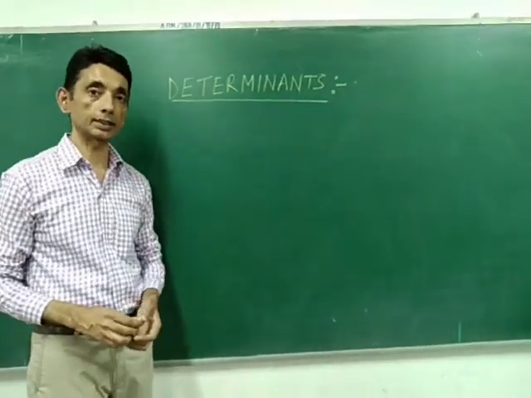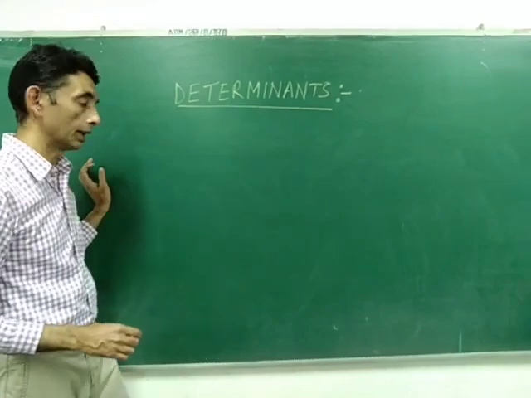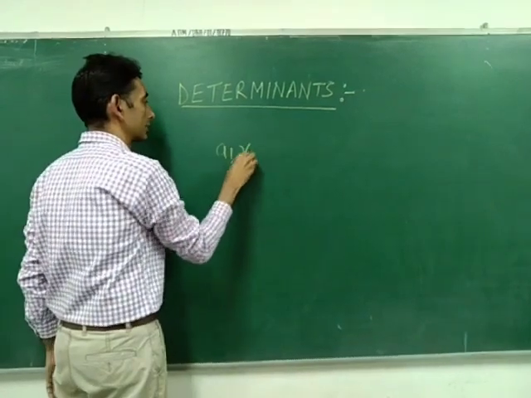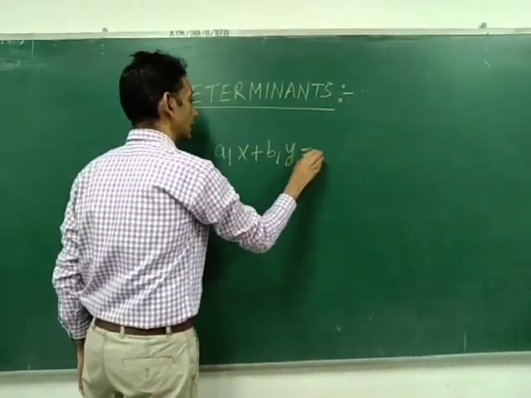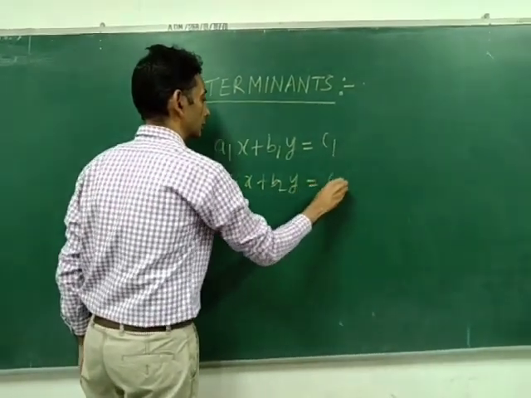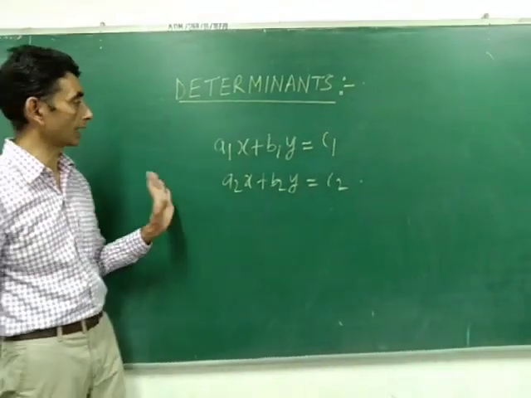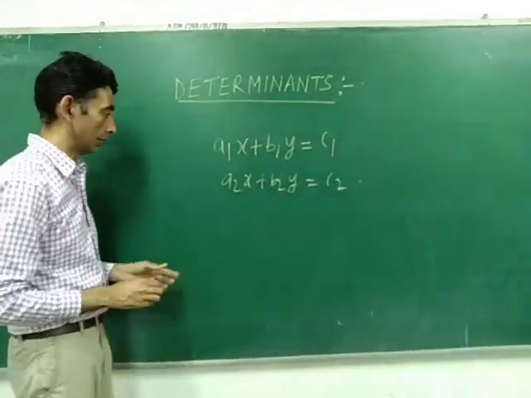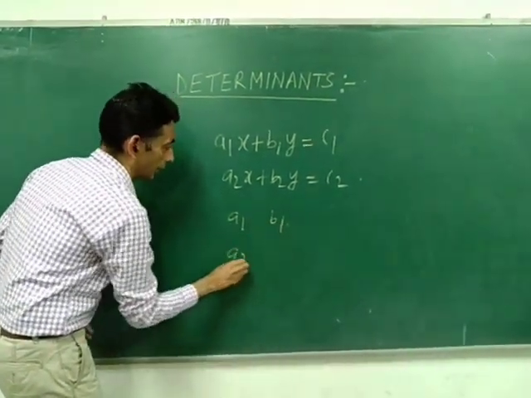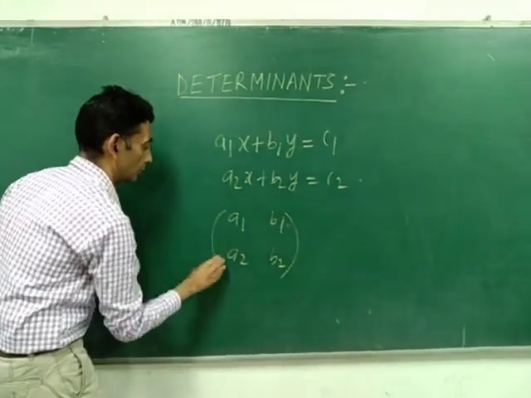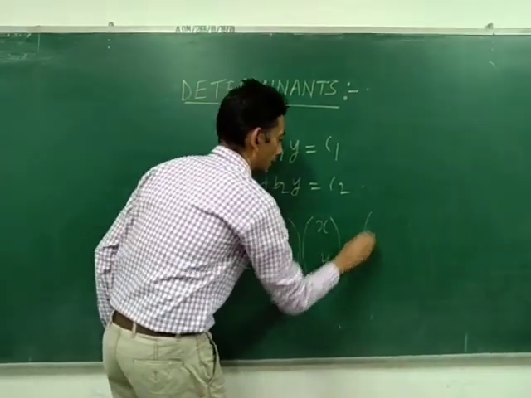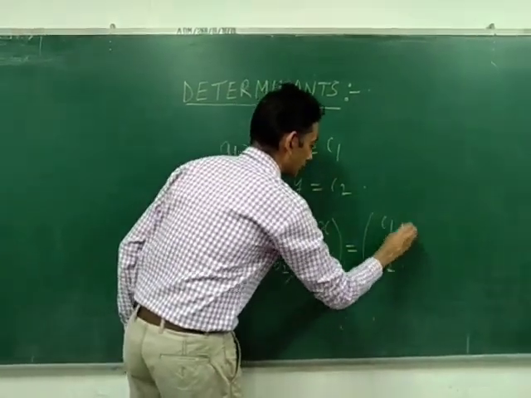First, let us discuss a system of linear equations that we have learned in the matrix chapter. a1x plus b1y equal to c1, a2x plus b2y equal to c2. We know that this can be expressed in matrix form in this way: the matrix a1, b1, a2, b2 multiplied by x, y, equals c1, c2.